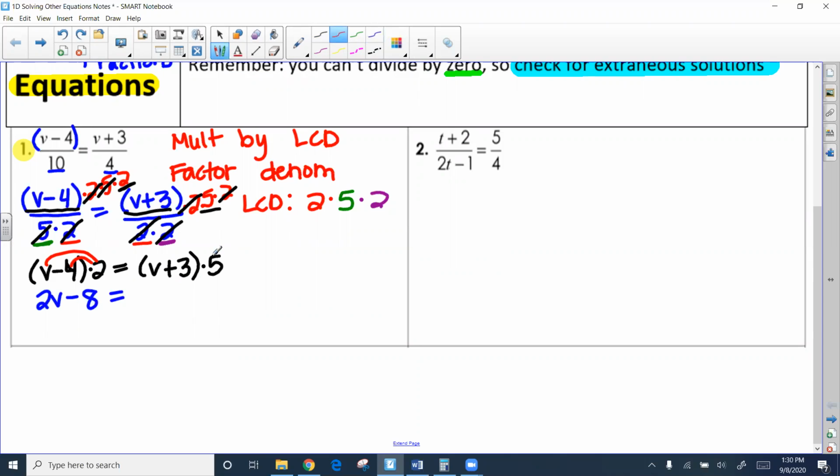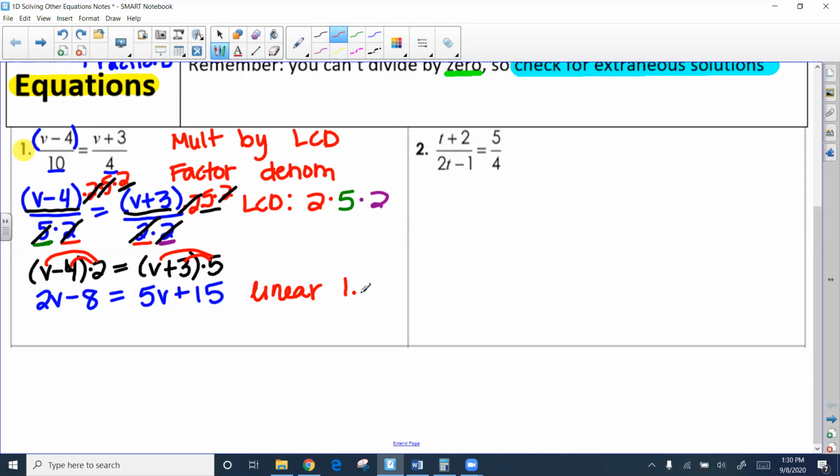On the right side, I'm going to distribute the 5. And that's going to give me a 5v plus 15. Okay. Now that I've simplified each side, I need to look at the type of equation I have. This has v, and I have a v on both sides, but both of them are just a v to the first power. There's no higher powers.